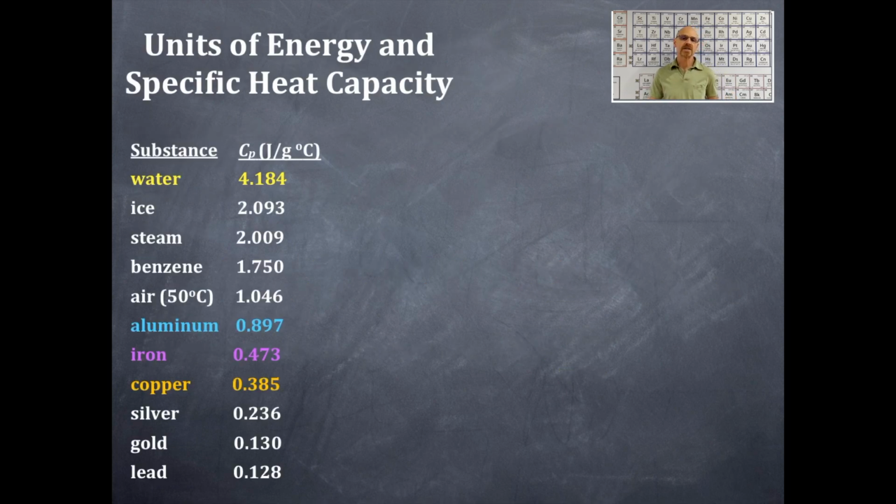I want you to look at these selected values of specific heat capacities, and they are all in joules per gram degree Celsius. I have a variety of substances. Water is in the yellow right there. I have ice, I have steam, and then I have benzene, which is carbon and hydrogen, a ring-like structure. I have air. There's aluminum in the aqua blue color.